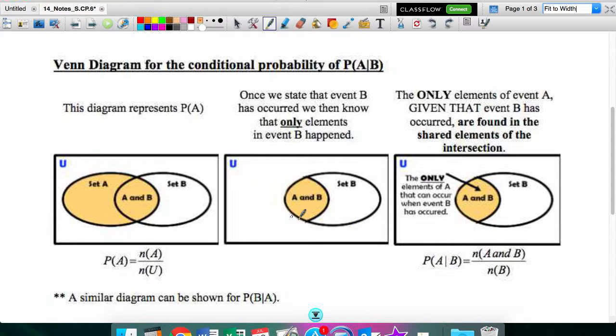Once B has occurred, but we still want A, the only portion that's left that also contains A is the AND. So, a conditional probability can be calculated by the AND divided by the whole given set. And that's where we're going to get our calculation for a conditional probability. The AND over the given set. You can show a similar diagram for B given A.